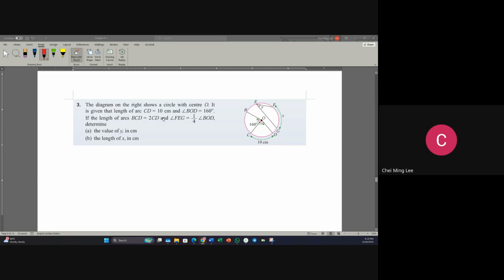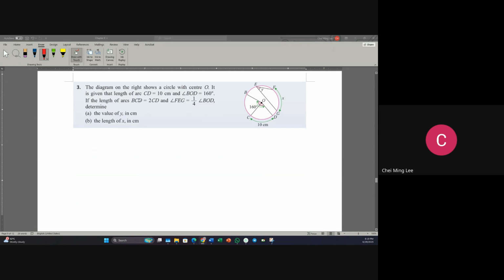So the diagram on the right shows a circle with a center of O, and it's given that the length of arc CD is equal to 10 and BOD is 160 degrees. If the length of BCD is equal to 2CD, and FEG is 1/4 of BOD, he wants you to determine the value of Y first. So first, for A, given that FEG is equal to 1/4 BOD, correct? So this one you can use 1/4 times 160 degrees, which is equal to 40 degrees.